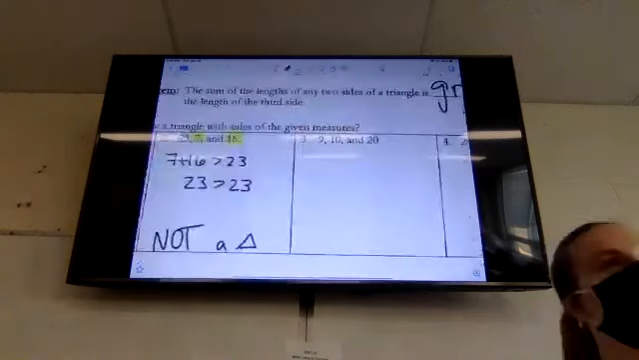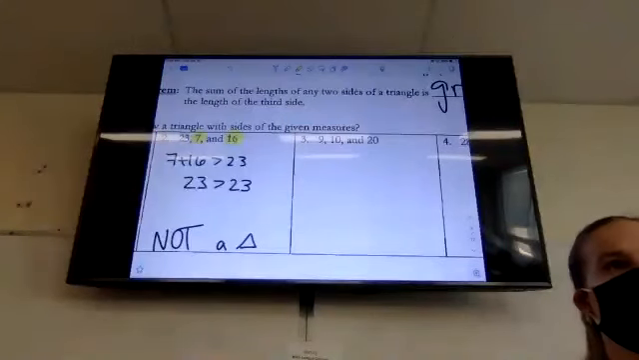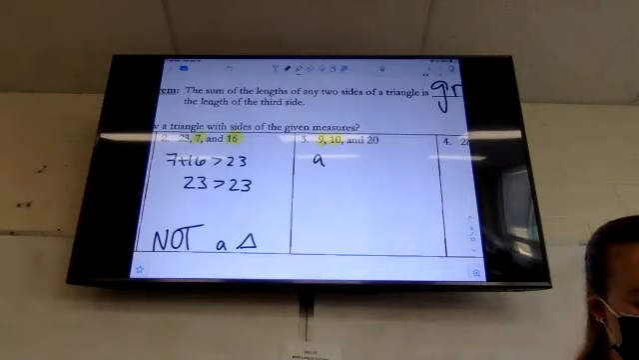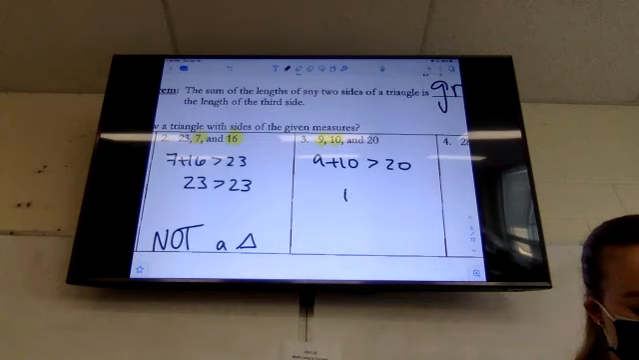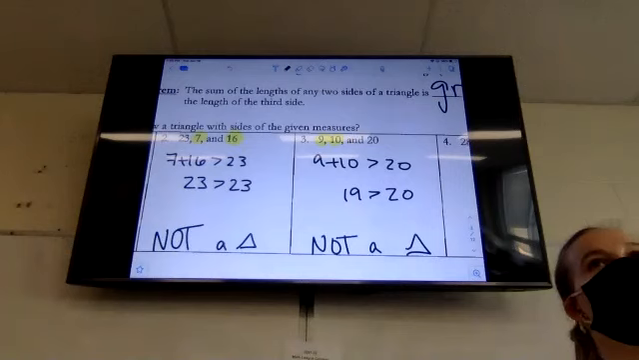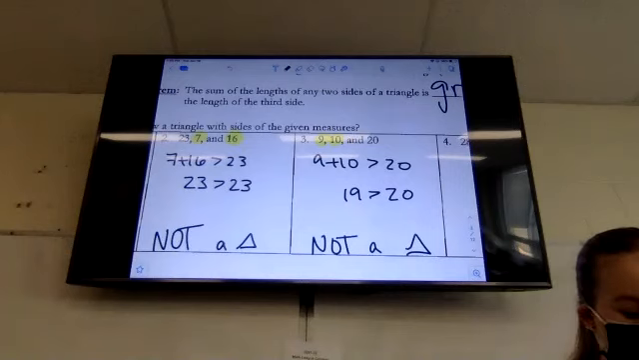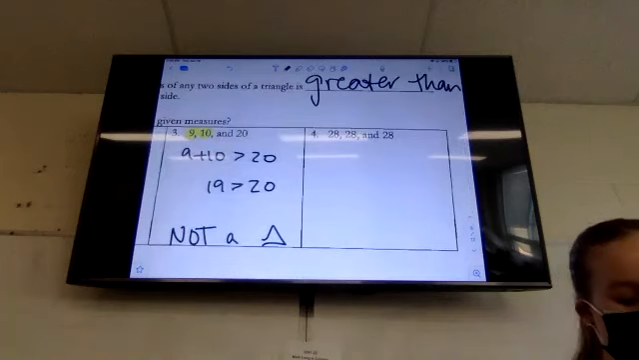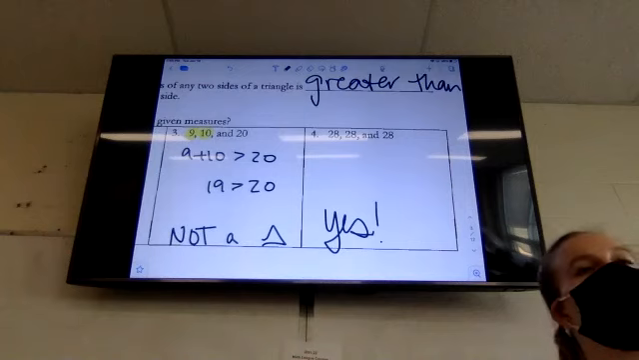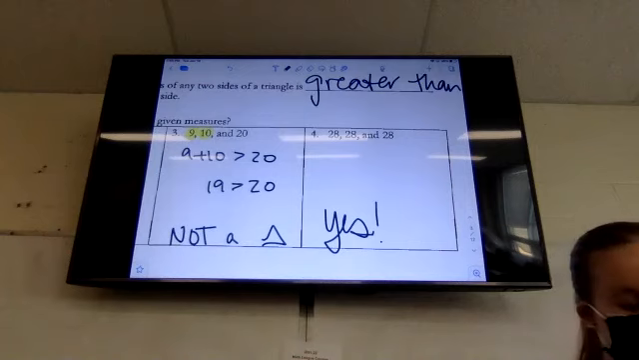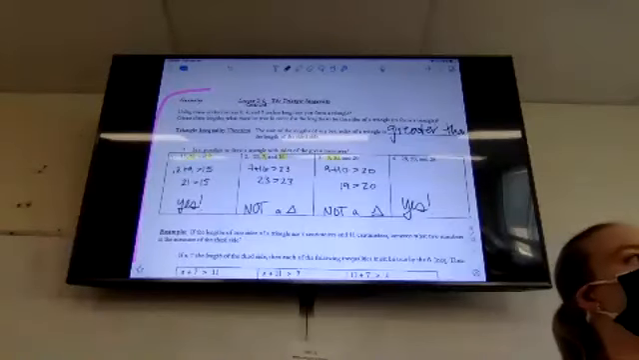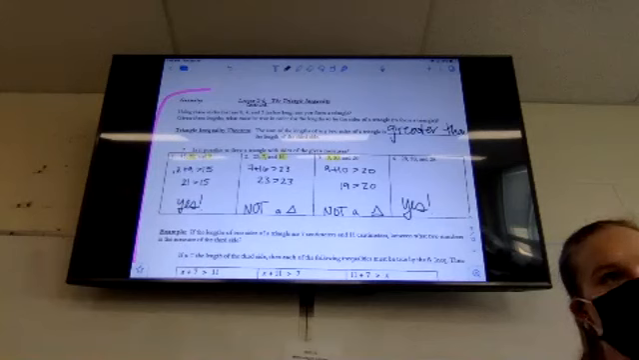All right, what about 9, 10, and 20? What are my two smallest sides there? 9 and 10. What's 9 plus 10? Is 19 bigger than 20? Absolutely not, right? Not a triangle. And last one, 28, 28, 28. That's fine. I'm not even going to do any math. That one's cool. No matter what, 28 plus anything is going to be bigger than 28. So that one's fine. On all of these, I checked the two smallest sides and I saw, are they bigger than the third side?